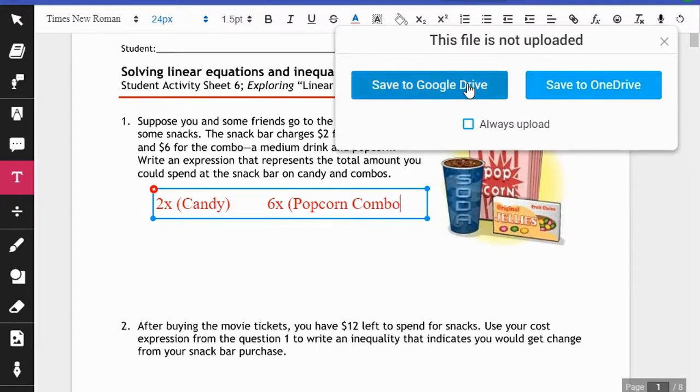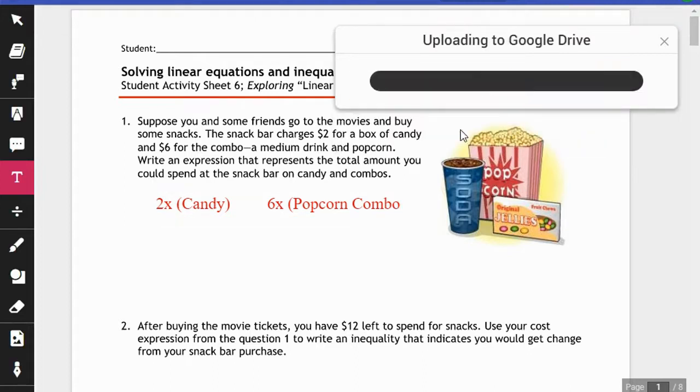This file's not uploaded. Doesn't matter. Sure, it's all uploaded to Google Drive.